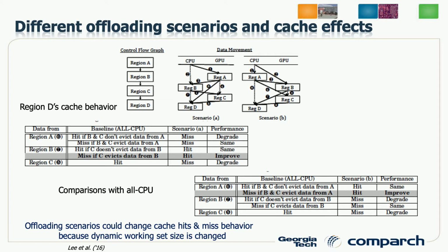So in order to estimate performance behavior with the cache behavior, what we need to do is construct different kinds of offloading scenarios. And then we have to estimate whether the data will still remain on caches or not, depending on different offloading scenarios.